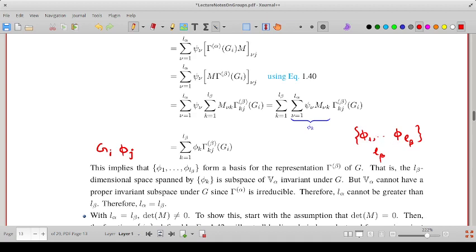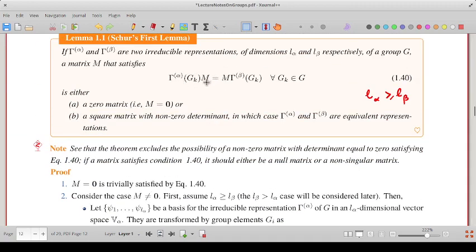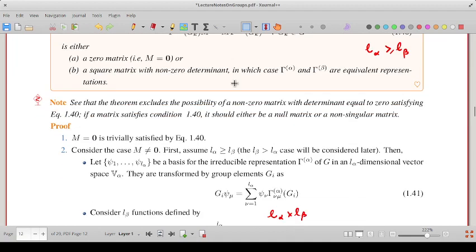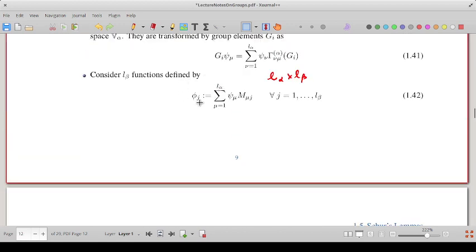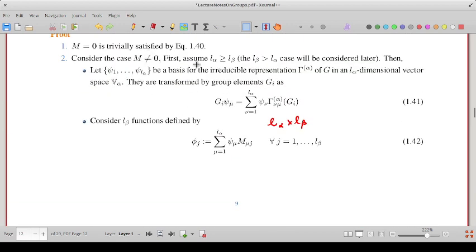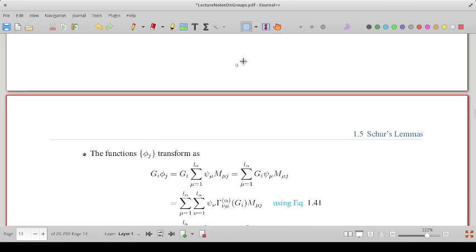So what we have achieved is the following. If we assume that the matrices M and the representations gamma alpha and gamma beta satisfy this condition, then we can define, starting with a set of basis vectors for the representation gamma alpha, a set of L beta vectors phi j defined by this linear combination with the matrix M.